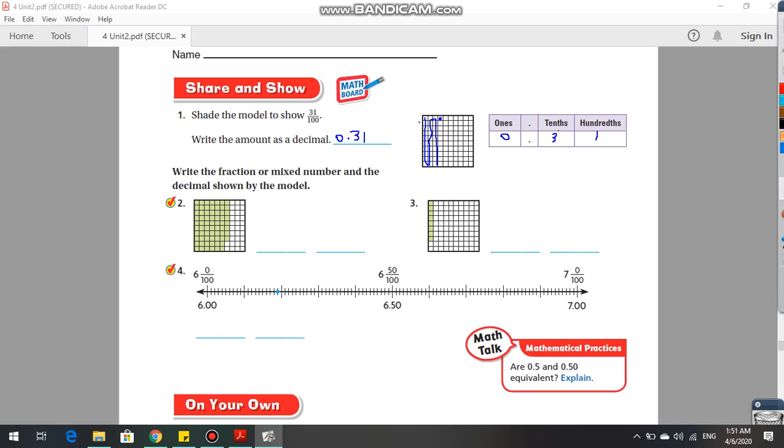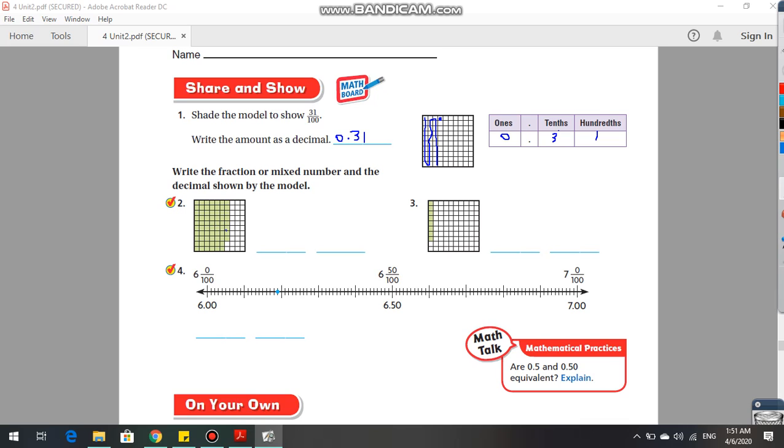Now guys, here he wants me to write the fraction or mixed number and the decimal shown by the model. Okay, first guys, it's much easier for you to write the fraction than write the decimal. So let's write the fraction. I have how many parts shaded? Okay, I have a column considered as 10. So I have 10, 20, 30, 40, 50, 60.